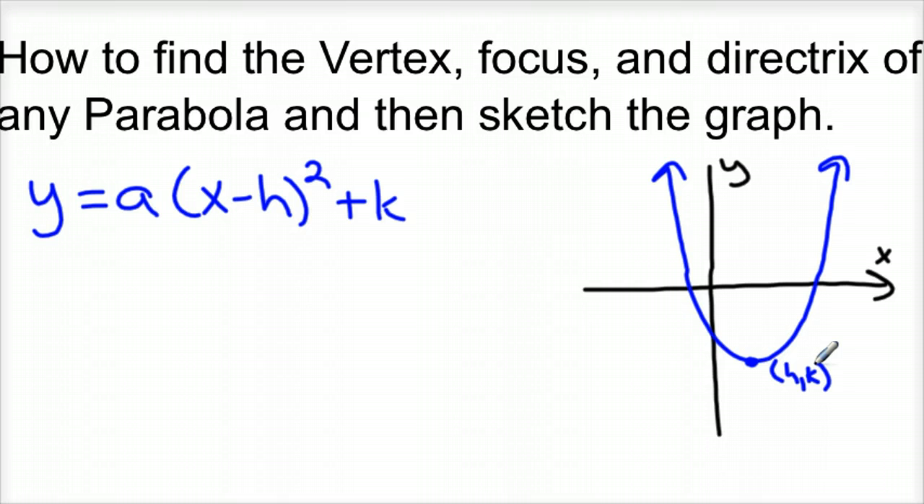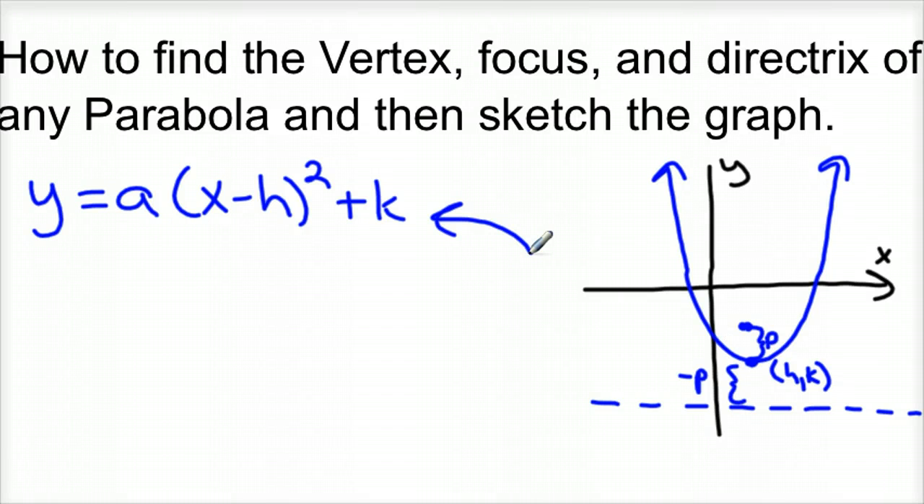Your focus is a point here where this distance is, I'm going to call p. And then the directrix is a line here where this distance is negative p, or just p in the opposite direction. So that's generally what any of these graphs look like.